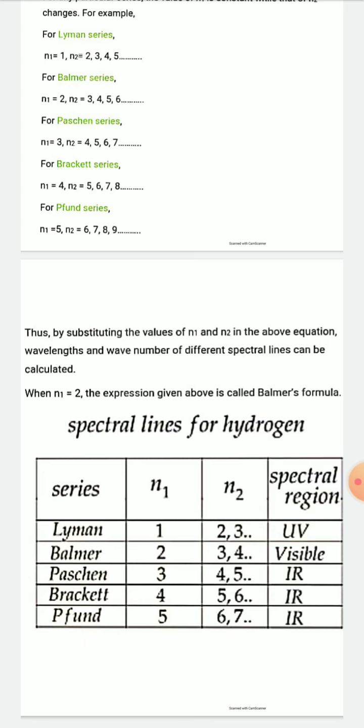The Brackett series is also found in the infrared region of light. In case of the Brackett series, n1 is equal to 4 and n2 is equal to 5, 6, 7, 8, like this. And in case of the Pfund series, n1 is equal to 5 and n2 is equal to 6, 7, 8, 9, 10. And the Pfund series is found in the IR region of light. Okay, thank you.